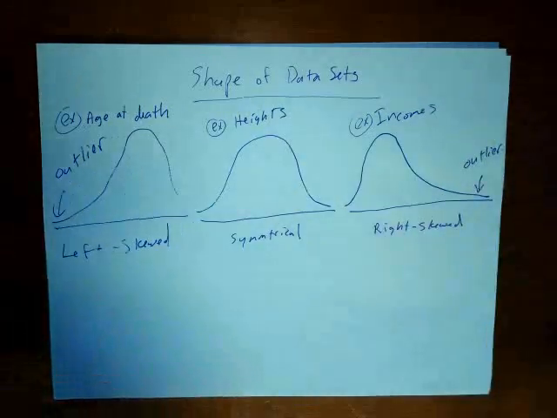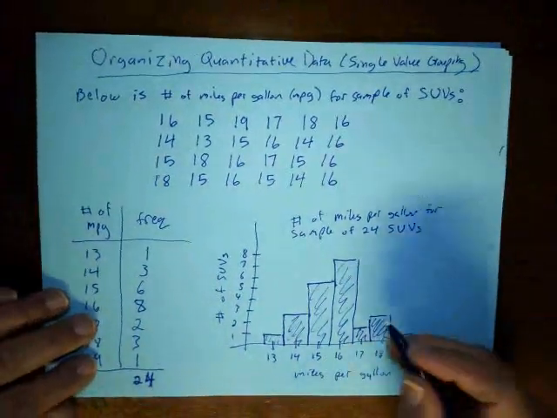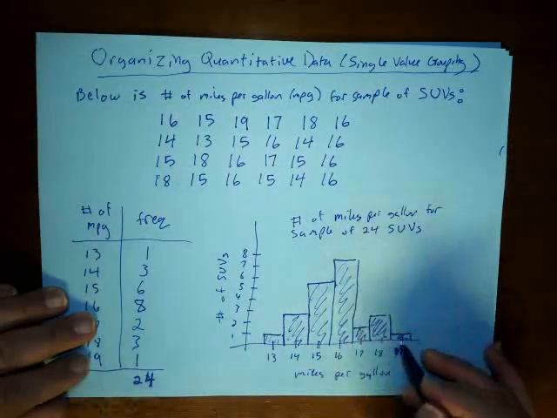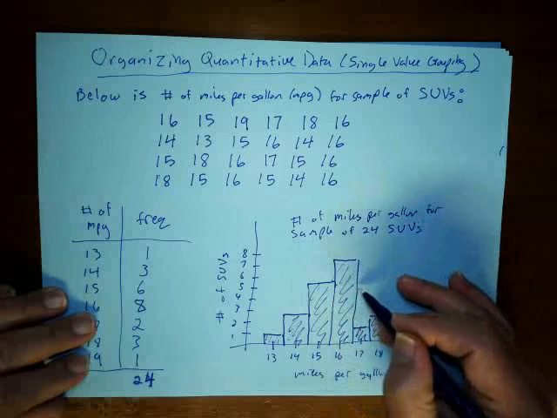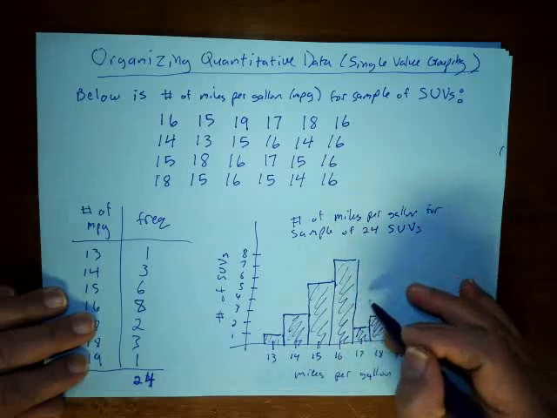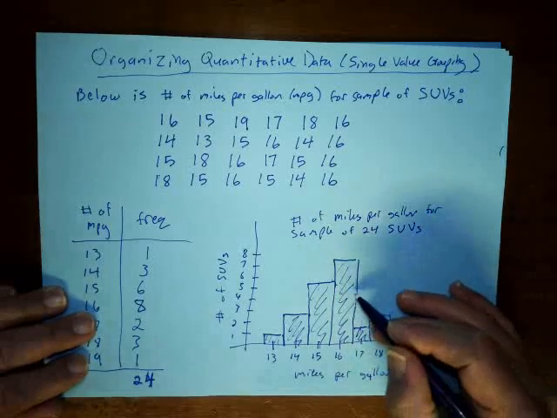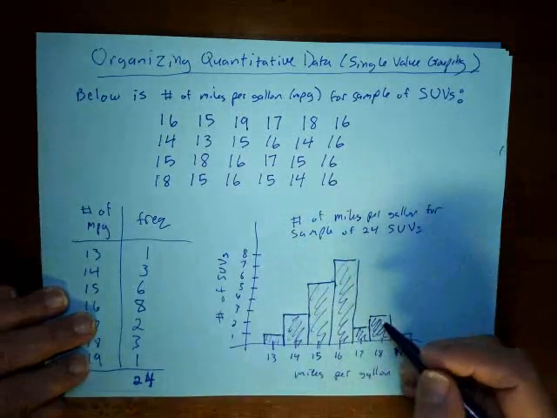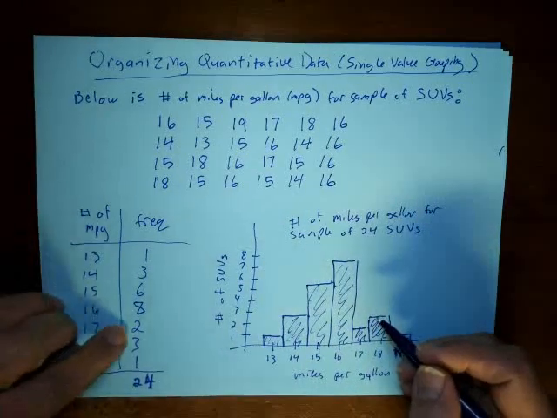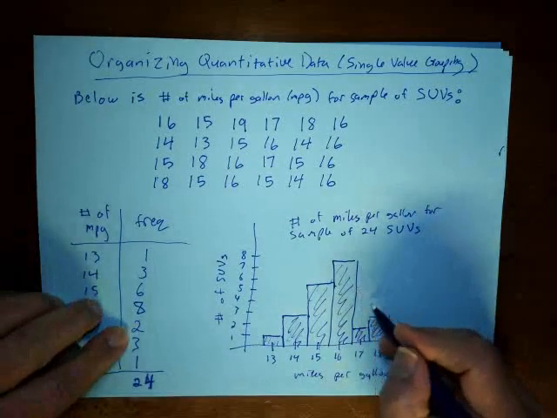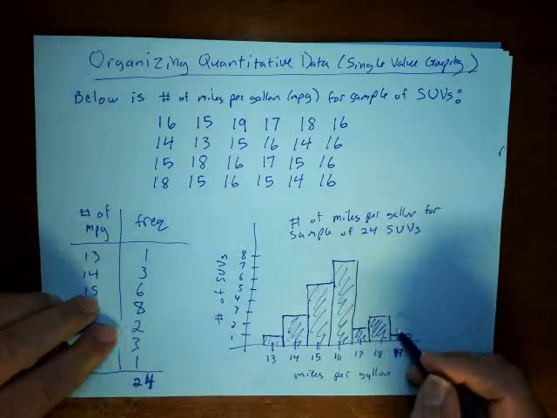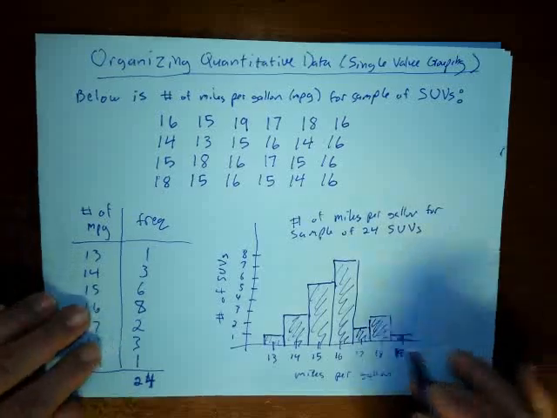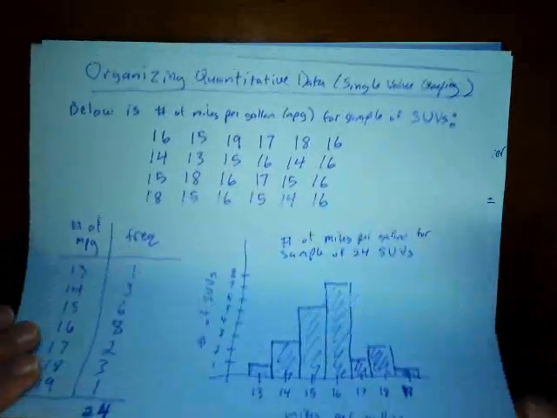The example we just did, boy, that's really hard to say, but I would say that it's roughly symmetrical. It's just missing a little bit here. If there were a few more here in 17, then I would have said it was perfectly symmetrical. Actually, if there were 4 more here in 17, it would have been perfectly symmetrical. But I would say roughly symmetrical, though that is kind of a weird shape.